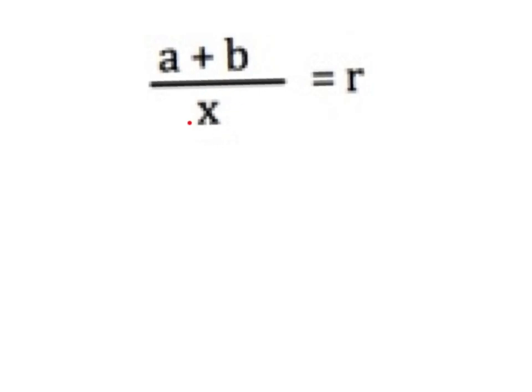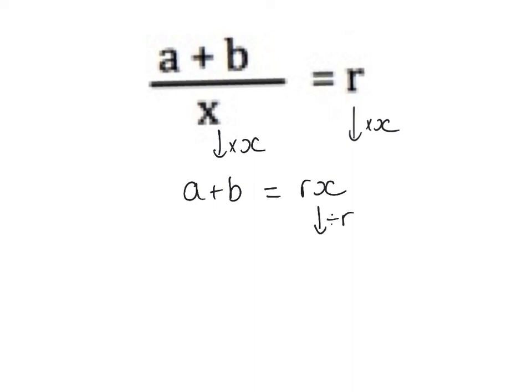So this time we have x in the denominator of the fraction. Now the first thing that we want to do is to manipulate this so that it's not involved in the denominator. So that means we're going to multiply both sides by x to leave me with a plus b is equal to r times x. Now in order to make x the subject of the formula now, we would divide both sides by r to leave me with all of a plus b divided by r is equal to x.